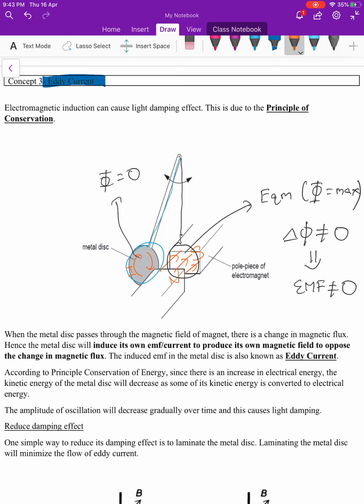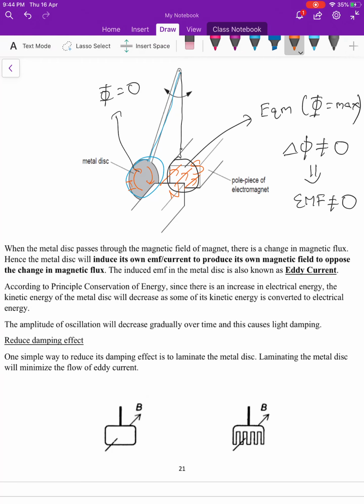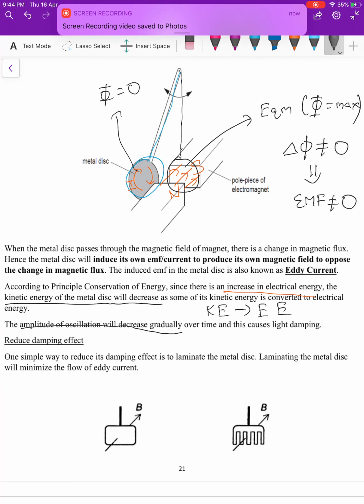Okay, so when your EMF induced, 或 current induced, okay, so 这个是 current induced inside the metal disc, okay, this is what we call eddy current. 但问题是我们在能量守恒定律，我们学了 principle conservation of energy. When 一个东西一个 energy 增加，像我 gravitational potential energy 增加，我的 kinetic energy 就要减小。Okay, same idea. 如果我的 electrical energy 增加，我的 kinetic energy 就要减小，因为 kinetic energy must be converted to electrical energy. So 你的动能呢，你 kinetic energy 越来越小，okay.